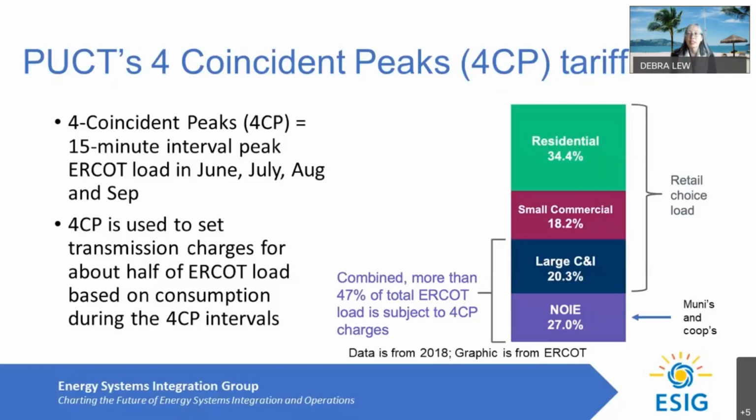What's important to note here is that about half of ERCOT load is subject to 4CP. So basically the large commercial and industrial customers, and then this NOIE is the munis and the co-ops. And the customers on these 4CP tariffs can directly reduce the charges on their bills for the following year by reducing usage during 4CP intervals, and munis and co-ops can reduce their share of the system transmission cost and pass that down to their customers.